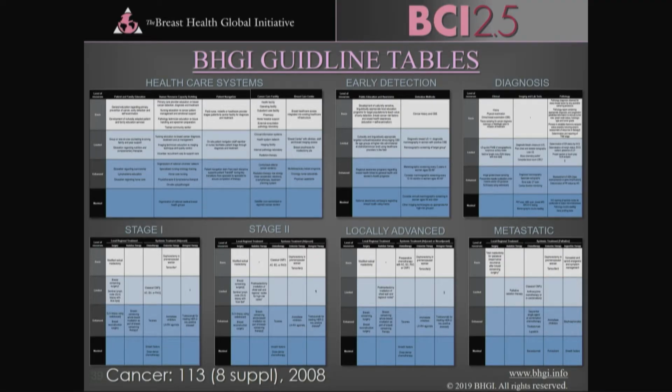So we did these resource stratification tables for healthcare systems, early detection, diagnosis, and treatment by stage. The thesis here is if we could just do the things that we already know work, we'd be making improvements in outcome. Now, the point that Cliff had made was that there are many countries that are resistant to this idea of resource stratification.